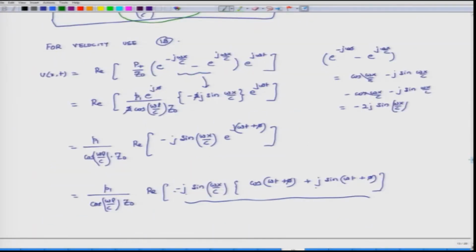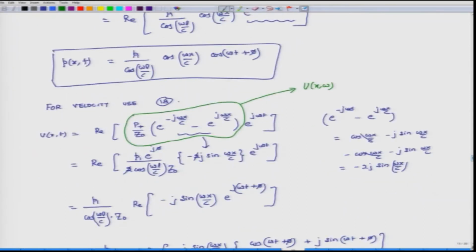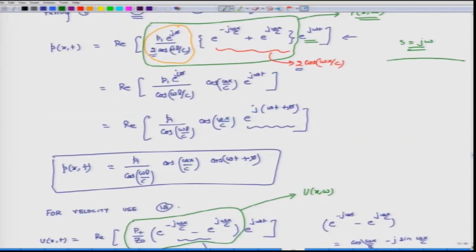Similarly, the complex velocity amplitude for the velocity wave is this entire thing. Complex velocity amplitude is this thing, u x omega. And so, we will just make a small box here.